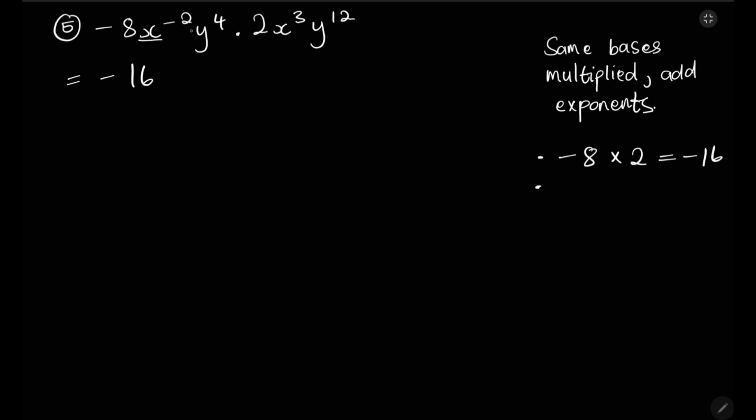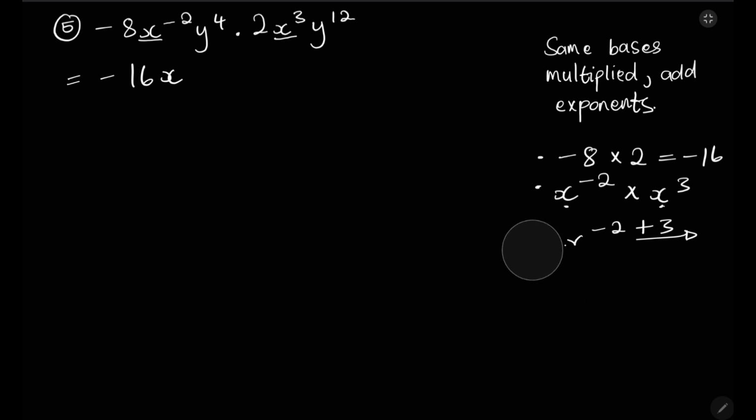We have x and x. So this is x to the power negative 2. Don't mind the negative, just follow the rule that you learned. X to the power negative 2 times x to the power 3. Do we have the same base? Yes, we have x and x. So this is x. Now what's the next step? You add your exponents. This will be negative 2 plus 3, which is x. Negative 2 plus 3 is 1. So you can just say negative 16x instead of x to the power 1.